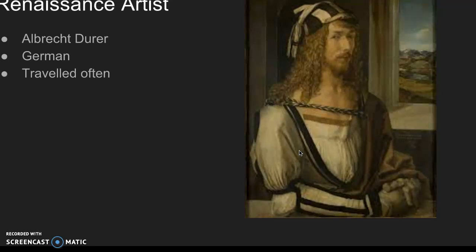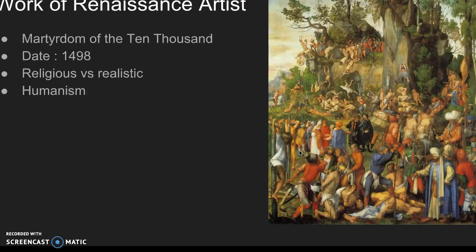In addition, he aimed to add painting techniques that he had already known into engraving. And just ultimately, his ideas affected many Italian artists and had art looked at in a completely different way. And the work that we chose was Martyrdom of the 10,000, and it was painted in 1498.